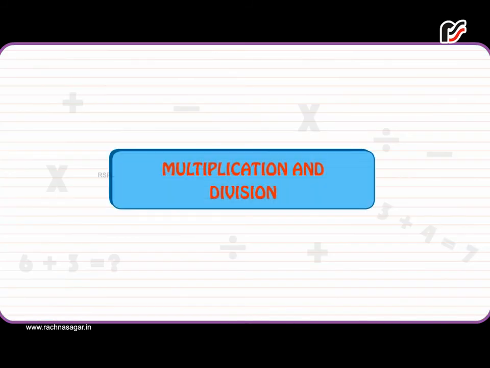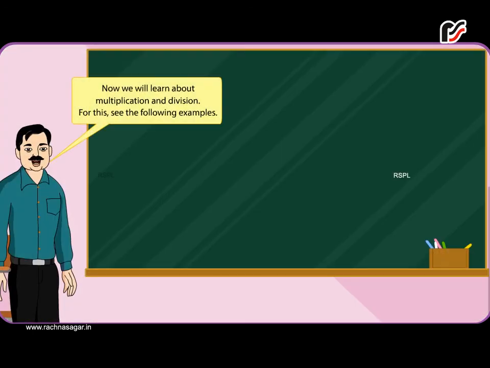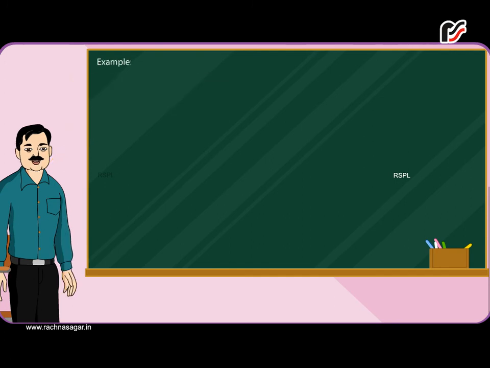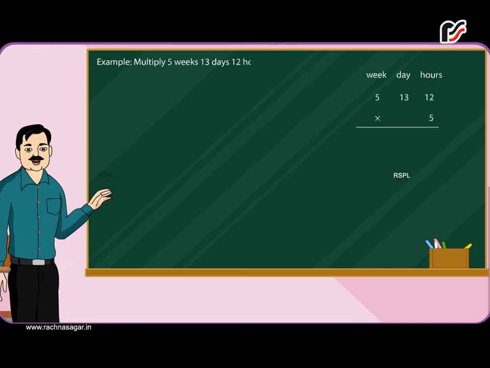Multiplication and division. Now we will learn about multiplication and division. For this, see the following examples. Example: multiply 5 weeks, 13 days, 12 hours by 5.